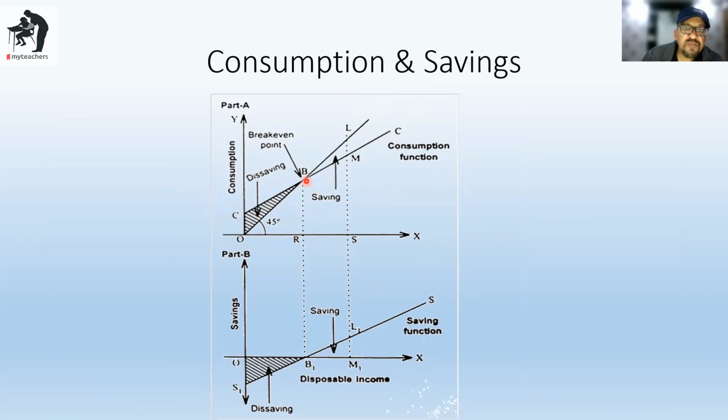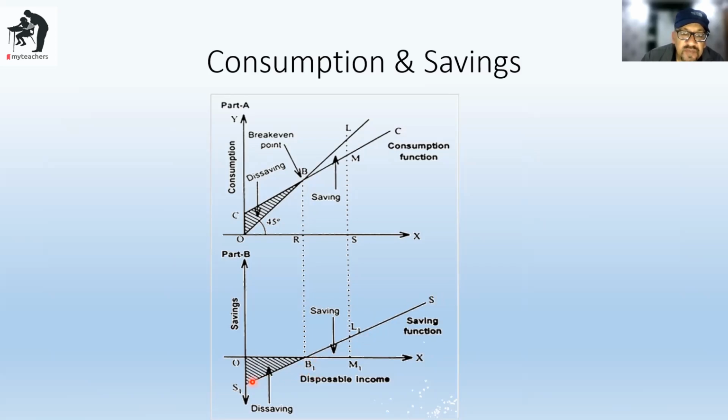And at this point B, the consumption function is intersecting this income line. It means that here at this point B, income is equal to consumption. Means consumption and income are equal to each other. In other simple words, we can say total income is being consumed here. Nothing is saved. And this lower part of the diagram is explaining the same thing, that here where consumption is equal to income, savings have become zero at this point B1.